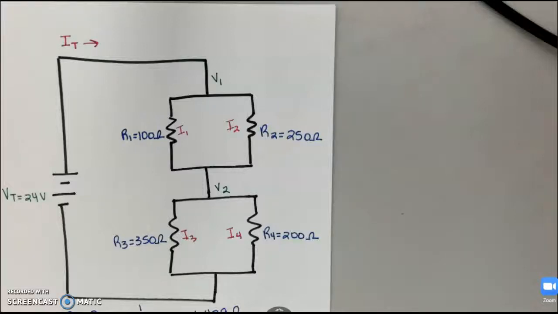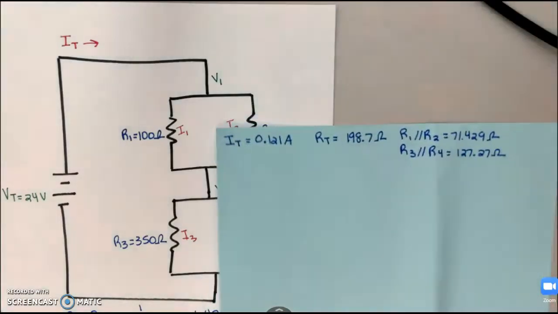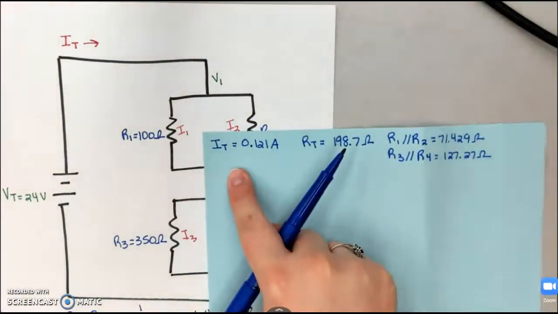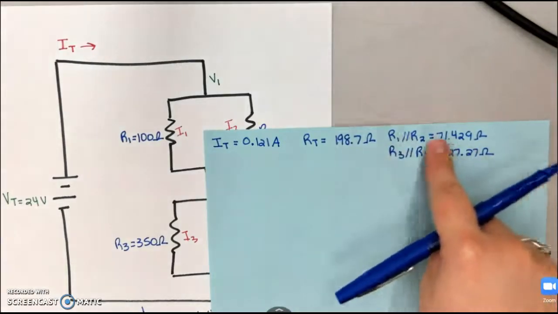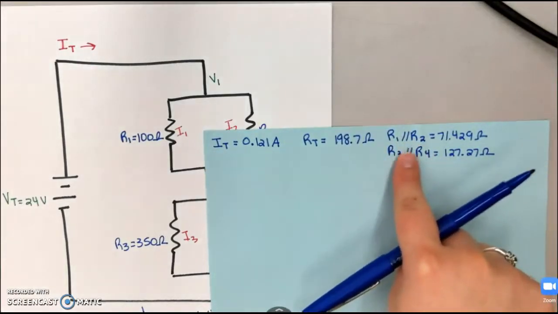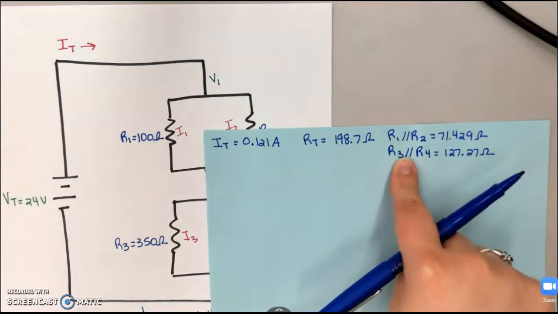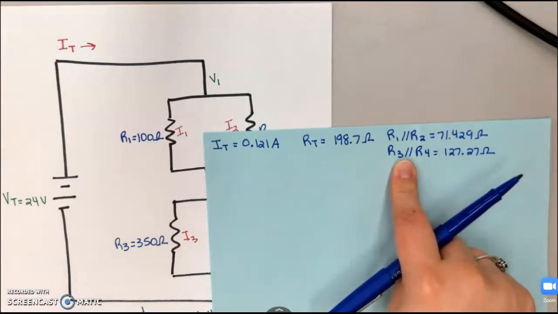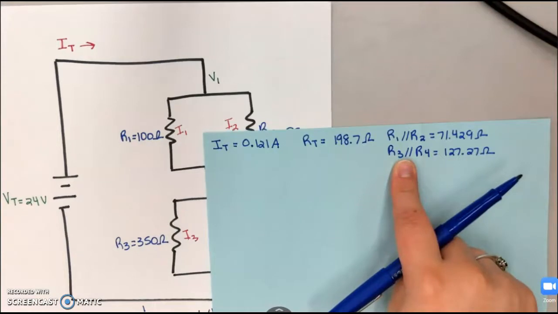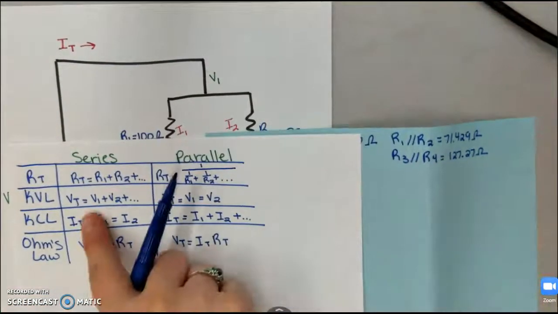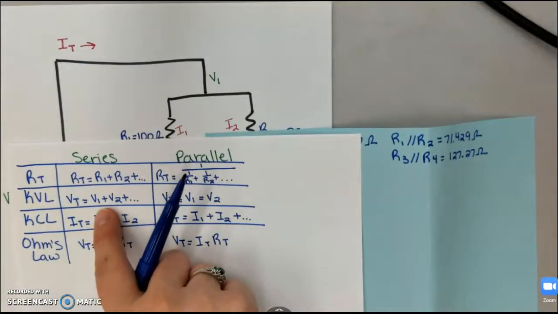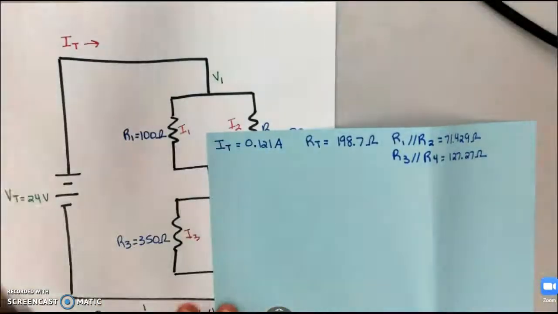Welcome back. We are finishing up our calculations on this combination circuit. So, quick recap, we've solved for our total current, our total resistance, and this was our combination resistance for those parallel portions of our circuit. So what we're going to find next is the voltage across each parallel circuit, each series circuit. Because remember, the voltage across the series portions is different.